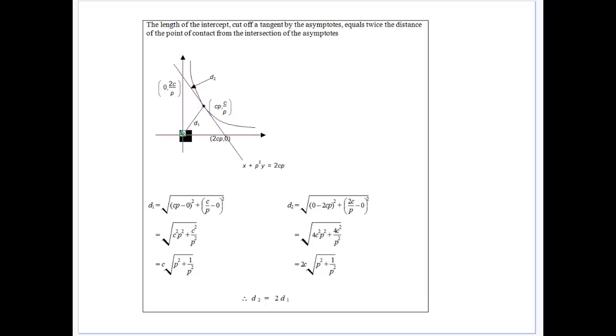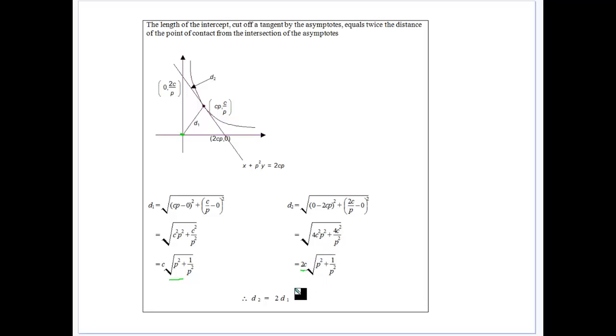So, if we're going to do that, we get our distances. So the distance 1 there, between 0 and cp, c on p. So we substitute in the distance formula, we manipulate it, we get c outside of the square root of p squared plus 1 on p squared. Can't really simplify that down, so we'll leave it there at the moment. For distance 2, we've got our 2 points, 0 and 2c on p, and 2cp, 0, which we'll substitute into the distance formula. We get 4c squared p squared and 4c squared on p squared, which we're able to factorise a 4c squared out of that. And the square root of 4c squared is 2c.